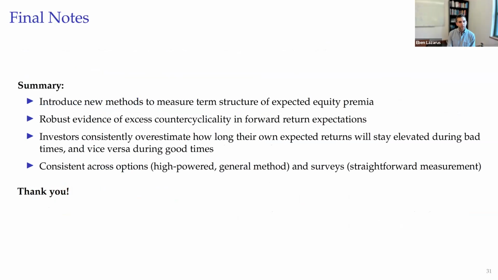Again, what we do here is introduce a few new methods to measure the term structure of expected equity premia and expected returns on the market at future dates. And we find quite consistently that there is countercyclicality in those forward return expectations, and too much, so excess countercyclicality. And we think that matters for lots of asset pricing facts. I'll be very happy to answer any of your questions.